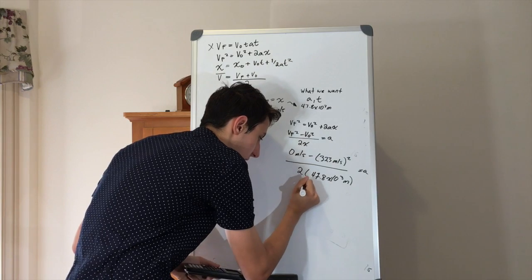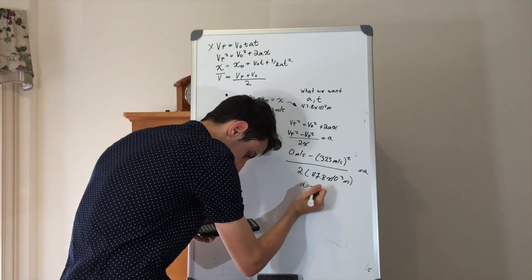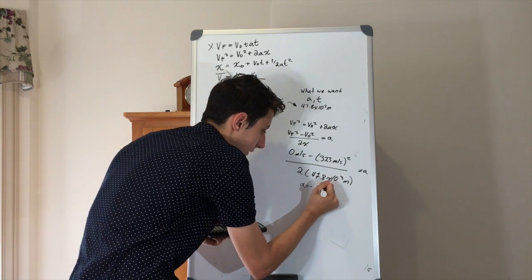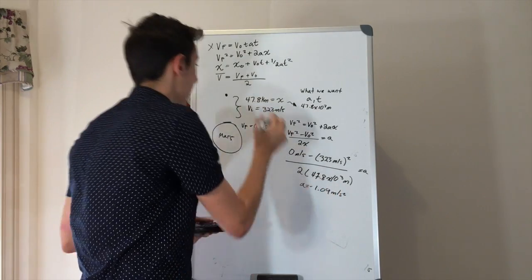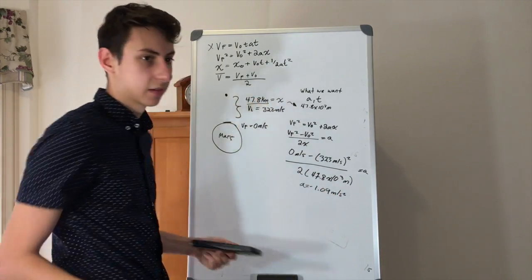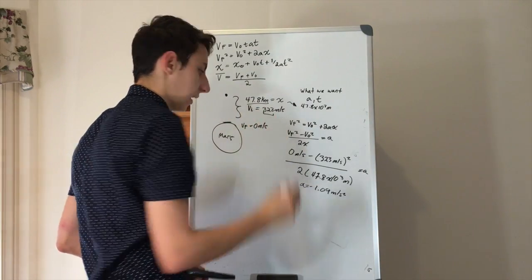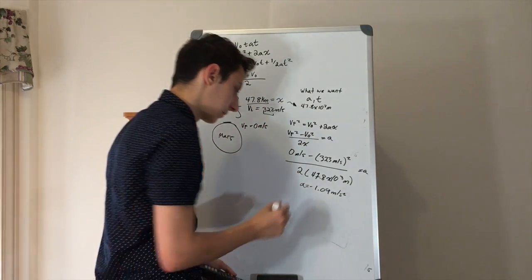an acceleration of negative 1.09 meters per second squared, remembering that we have three significant figures. So we're going to have to restrict that or round it down.